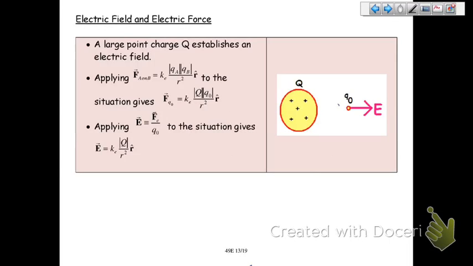A large point charge Q establishes an electric field. Applying F of A on B would give me k QA QB over R squared times the unit vector. So I shove that in, and then if I apply E is equal to F_E over q naught, I get back to that. So I just derived that expression again.